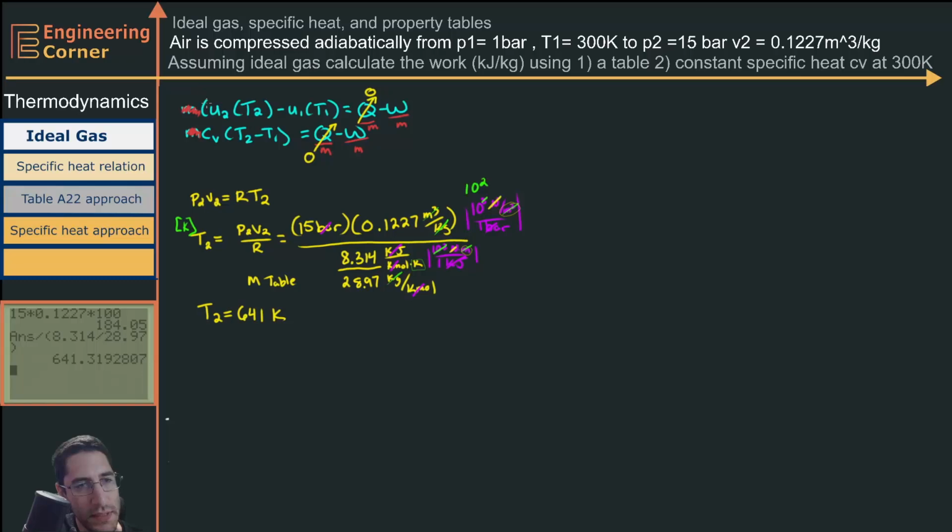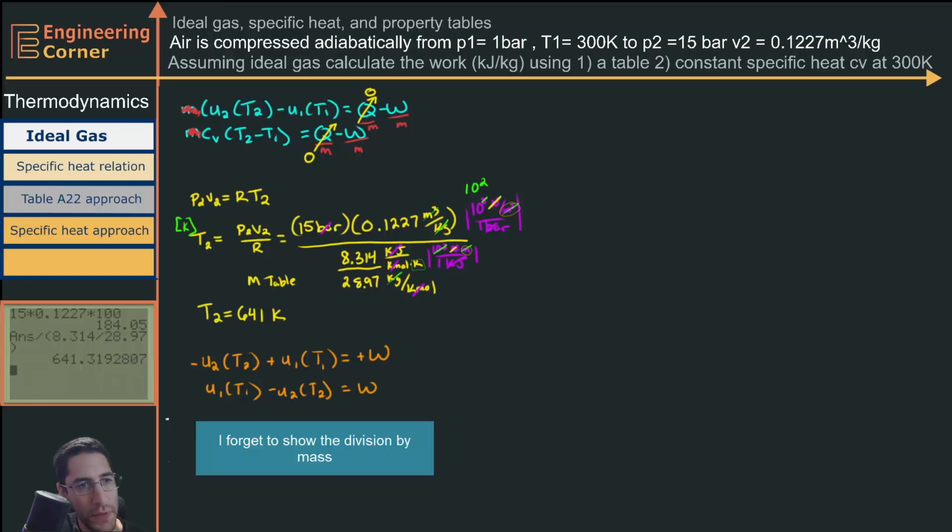So we're going to use this top equation. We need U2 of T2 minus U1 of T1 is equal to minus W. Okay, we can solve for W, so we'll get minus U2 plus U1, or if we rearrange that, we can get U1 T1 minus U2 T2 is equal to my work. So where do we go to get these values?